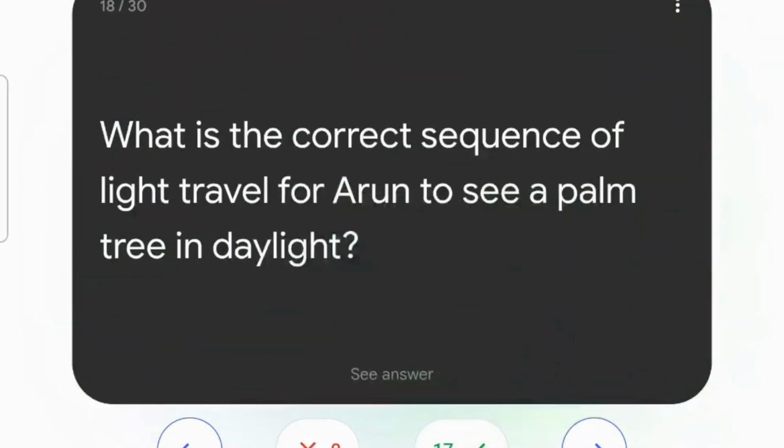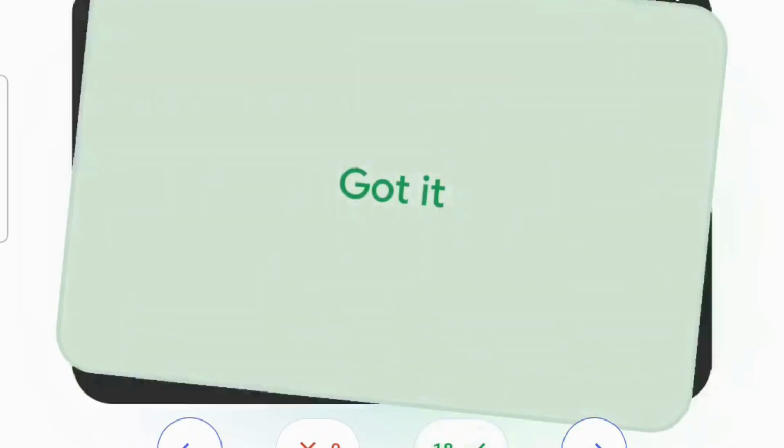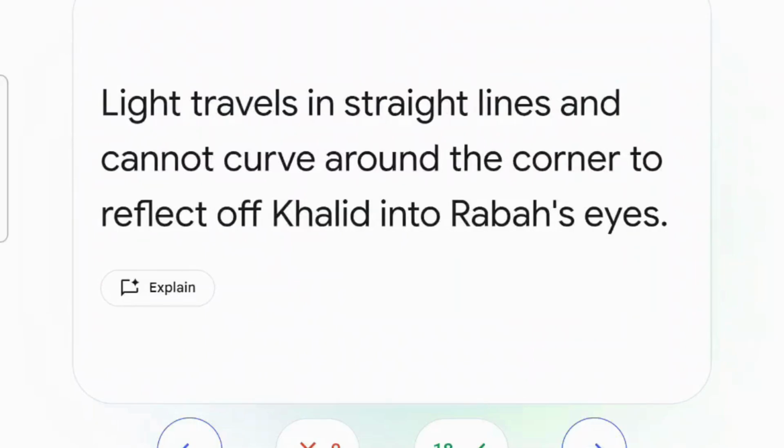What is the correct sequence of light travel for Arun to see a palm tree in daylight? Light travels from the sun to the tree, reflects off the tree, and travels into Arun's eyes. Why can Rabba see Khalid when they are in a straight corridor but not after Khalid turns a corner? Light travels in straight lines and cannot curve around the corner to reflect off Khalid into Rabba's eyes.